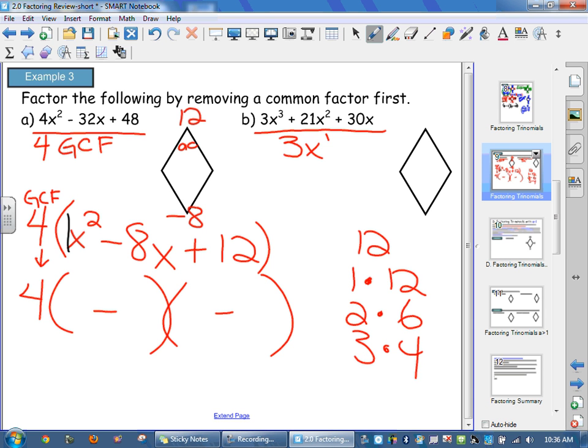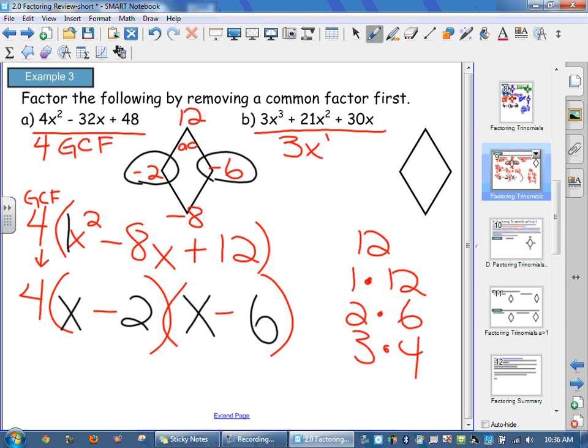So again, what starts my brackets? X starts both of them. On the end now is what I have in my wings. Minus 2, and I have a minus 6. That would be my final answer. I can't go any further. Okay, you guys try B. We already know we have to take a 3x out.